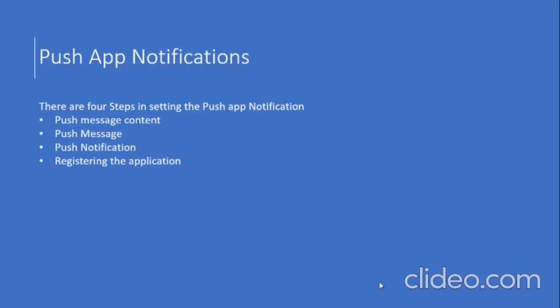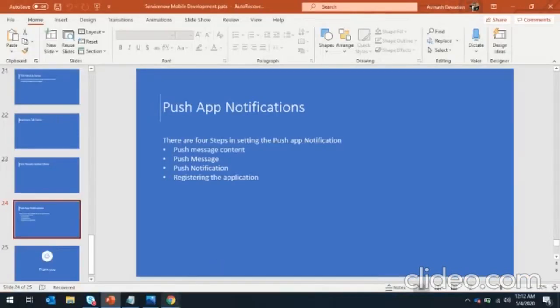In this final section, we'll see how to configure the push notification. There are 4 steps involved while creating the push message. First, we need to configure the push message content and then the push message. Later, we need to configure both of them in the push notification. Finally, we need to register the push message in the application. So let's see.